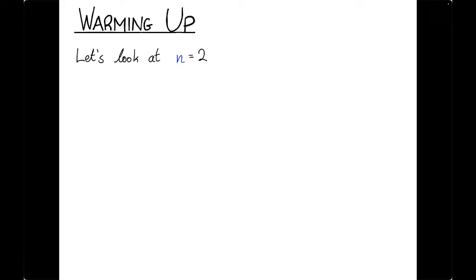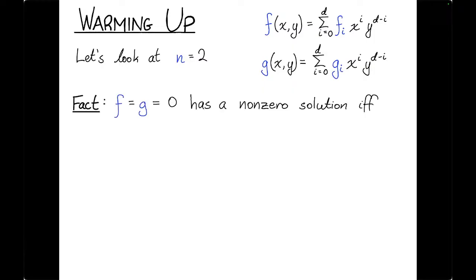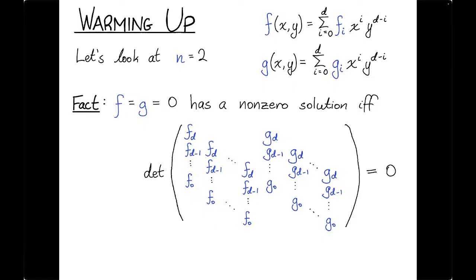Okay, so let's do a warm-up. Let's look at the case of two variables. So we have two polynomials, f and g. And if you write down the Nullstellensatz, you use the degree bounds, you'll see that this system has a non-zero solution if and only if this determinant is 0. Okay, so this is a big determinant. It's like a 2D by 2D determinant. But the point is it's very structured. You have the coefficients of f and g appearing in these nice parallelograms.